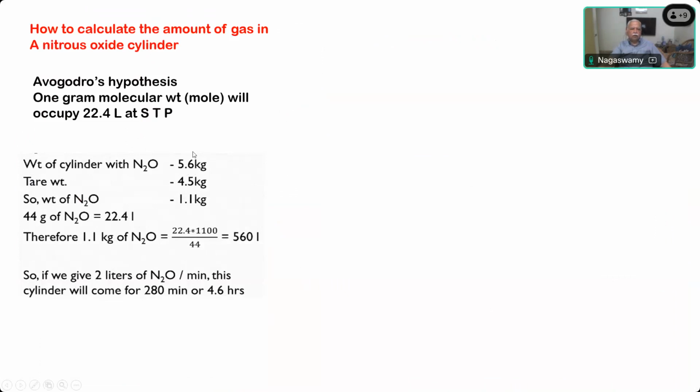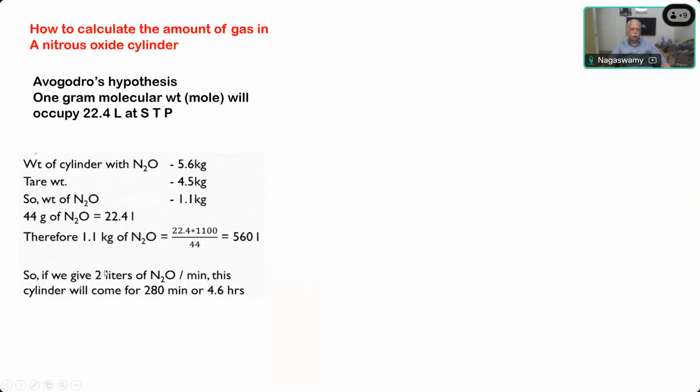Weight of the cylinder with the gas, nitrous oxide, is 1.6. Tare weight, that is empty weight, is 4.5. So the weight of nitrous oxide is 1.14 kg. And the molecular weight of that is 44 grams, which will occupy 22.4 liters. So out of 1.1 kg, 560 liters will be the amount of nitrous oxide gas.